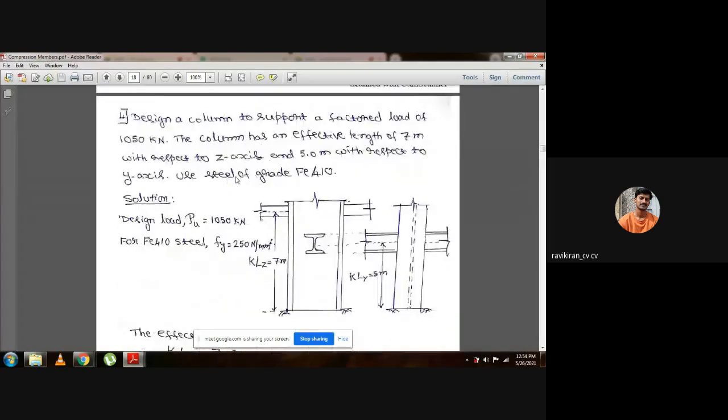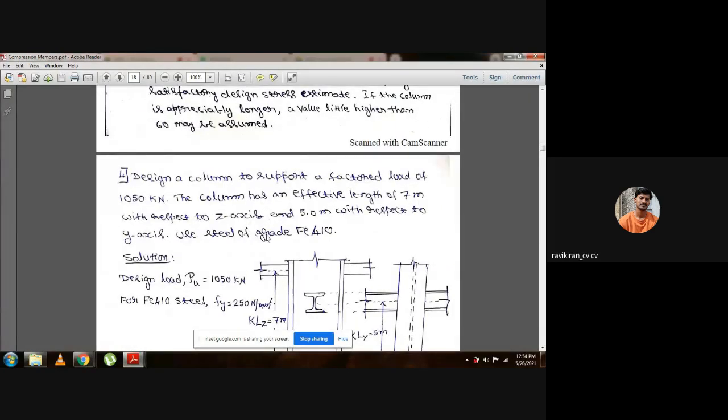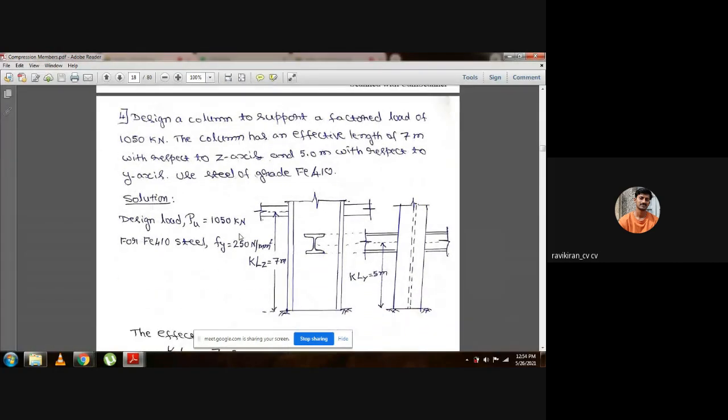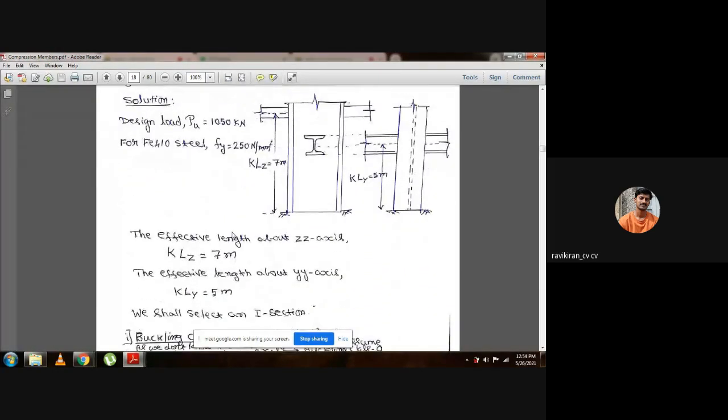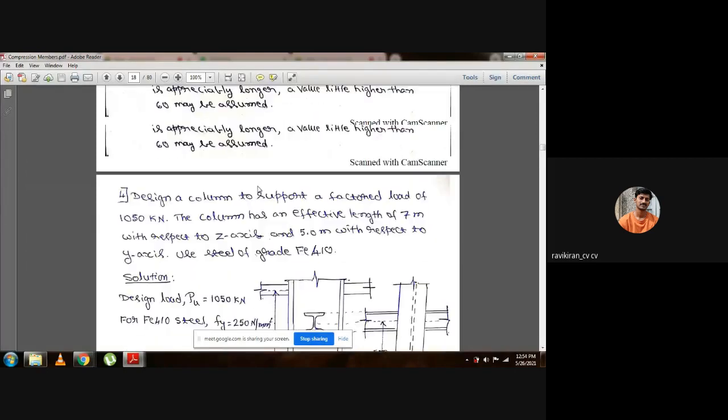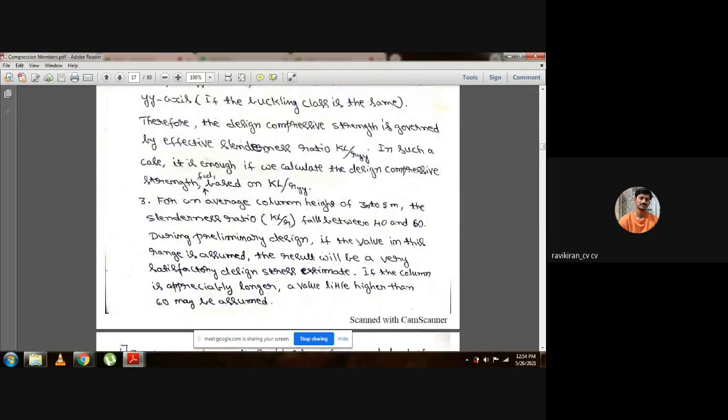Just observe, in this question the section is not given, right? ISHB. In the previous 3 problems the section was mentioned, but here it is not given. So in this case we should assume the slenderness ratio based on the height of the column. That is why this note is important.